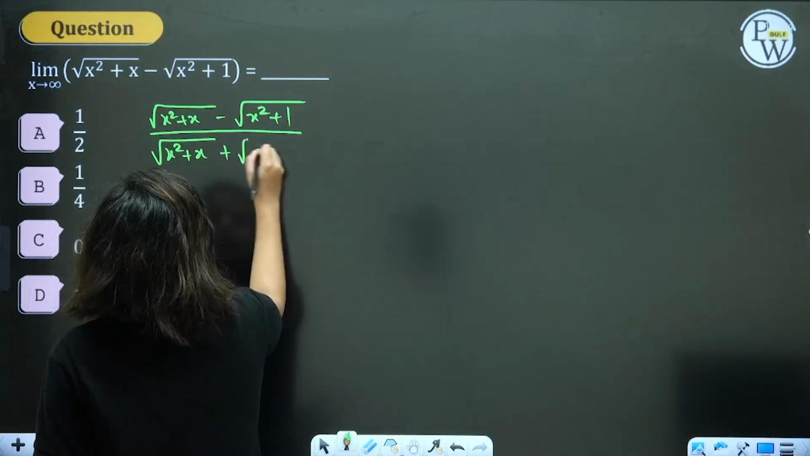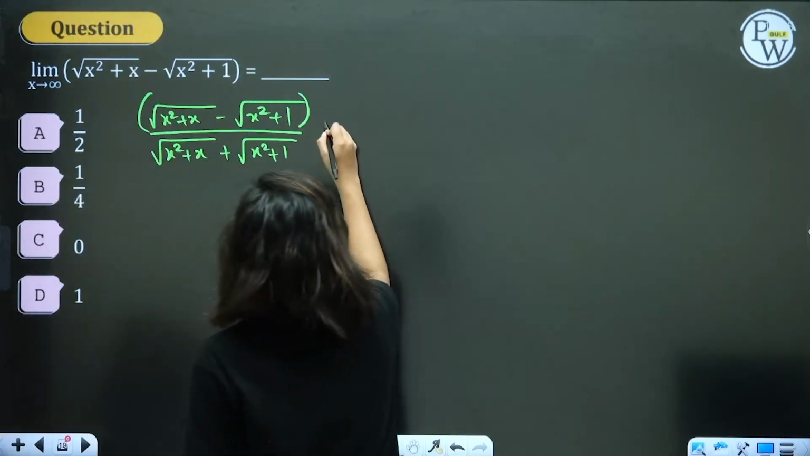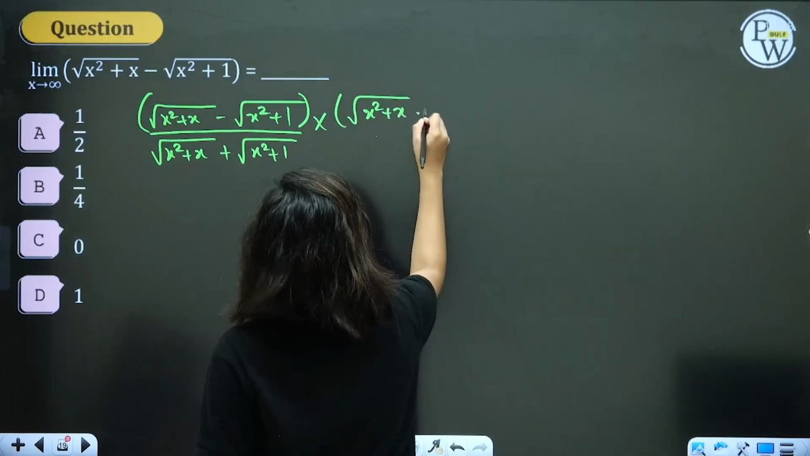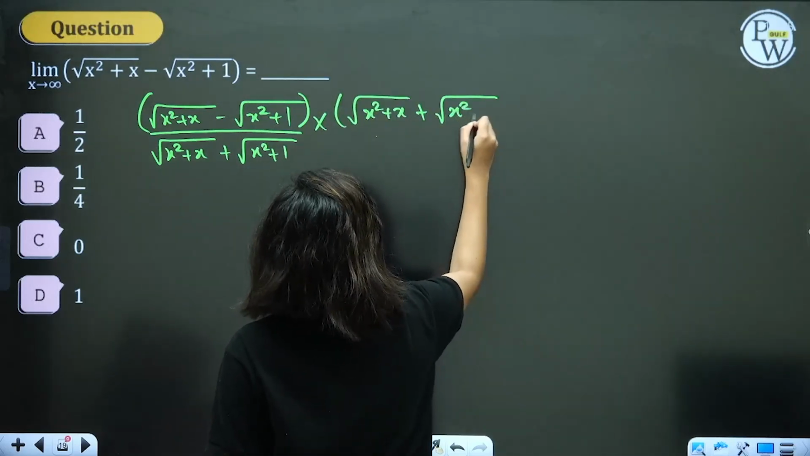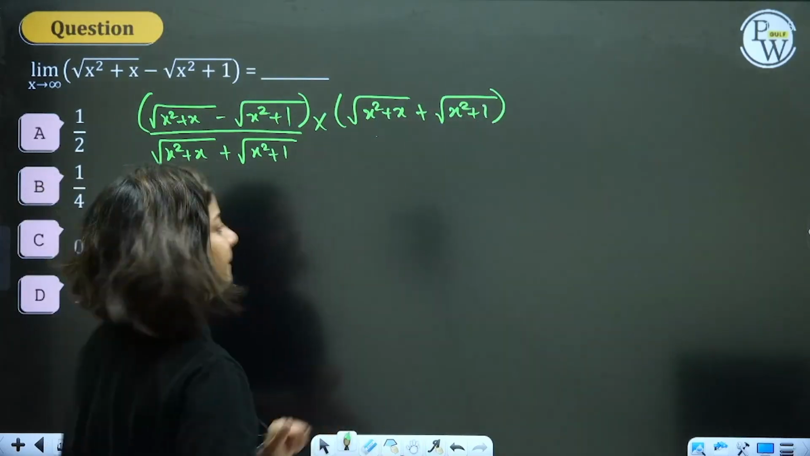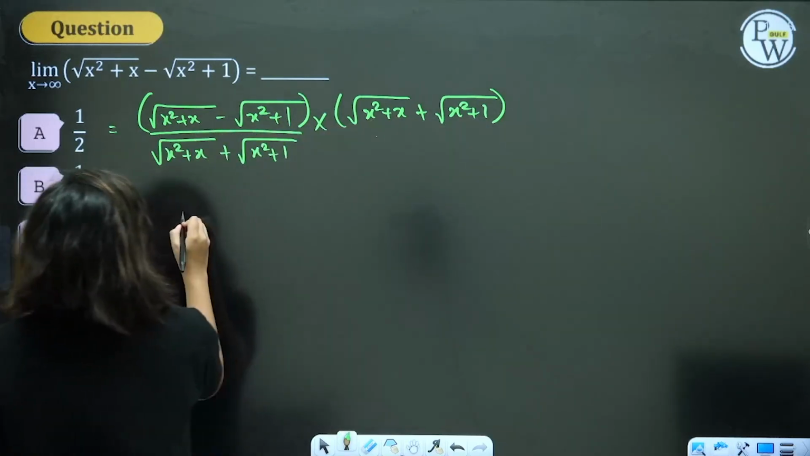That means you are going to multiply and divide with the opposite sign of numerator, isn't it? X square plus x plus root of x square plus 1. Multiplied and divided with the opposite sign. Numerator will become a minus b, a plus b.